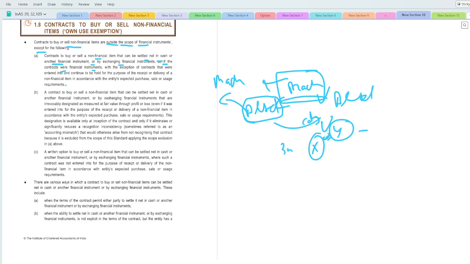A contract to buy or sell the non-financial item that can be settled net in cash or another financial instrument by exchanging, that are irrevocably designated. अगर आपने डेजिग्नेट कर रखा है FVTPL पे तब वो आपका फाइनेंशियल इंस्ट्रूमेंट कैटेगरी में आ जाएगा, ठीक है. Even if it was entered into for the purpose of the receipt or the delivery, अगर आप उसको अपने ओन यूज़ के लिए, अपने बिजनेस यूज़ के लिए भी यूज़ कर रहे हैं तब भी उस पर इंड एस 109 ही एप्लीकेबल होगा, फाइनेंशियल इंस्ट्रूमेंट ही एप्लीकेबल होगा बिकॉज यू हैव डेजिग्नेटेड एट द FVTPL in the beginning itself.